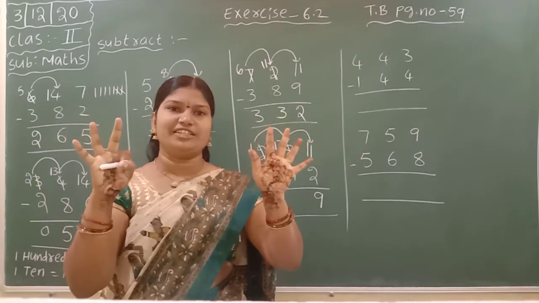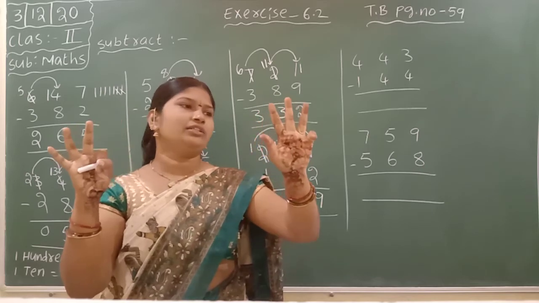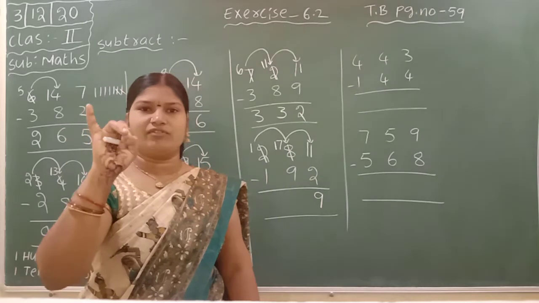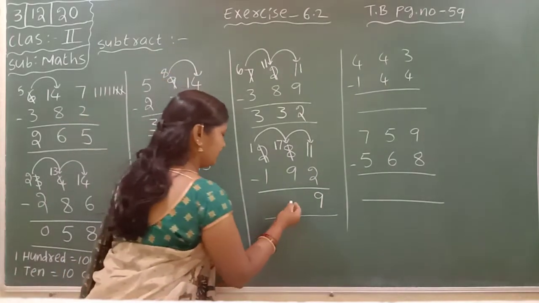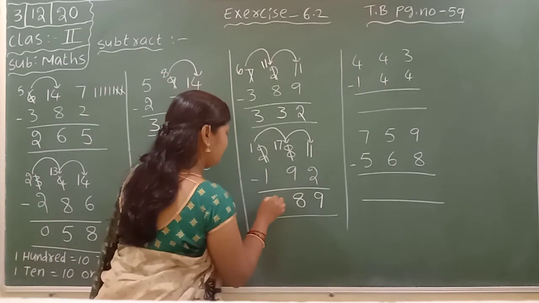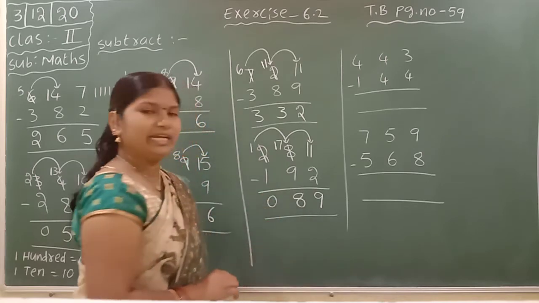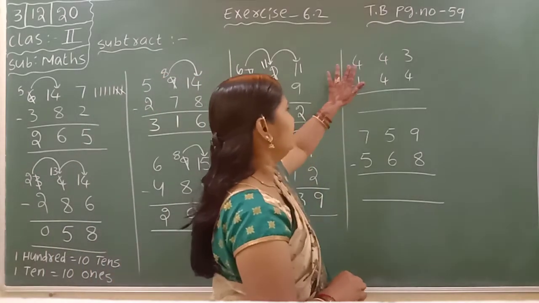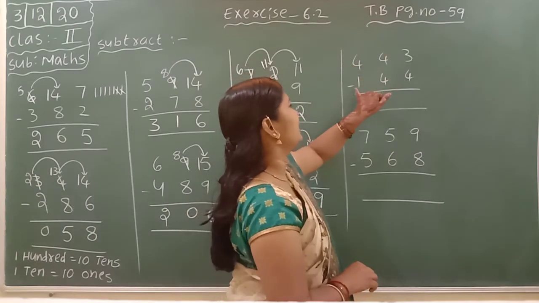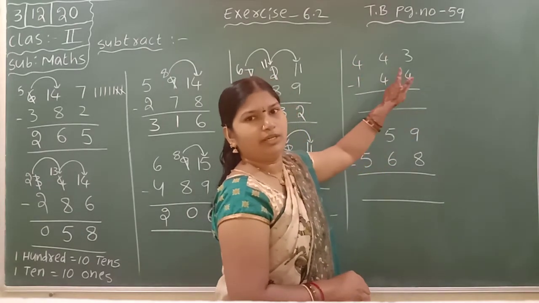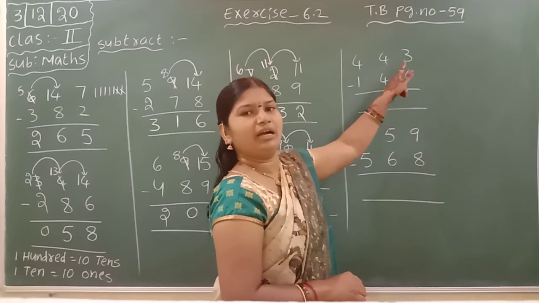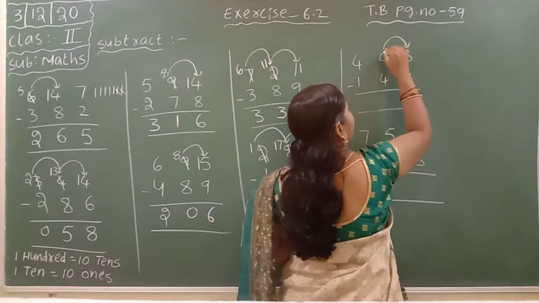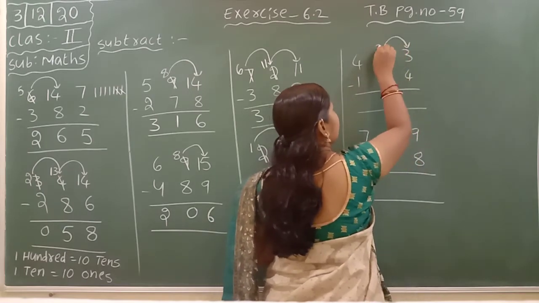How many fingers did I open, children? 1, 2, 3, 4, 5, 6, 7, 8. The answer is 8. 1 minus 1, 0. 89 is the answer. Next, 443 minus 144. 4 is the bigger number compared to 3. So take regrouping.